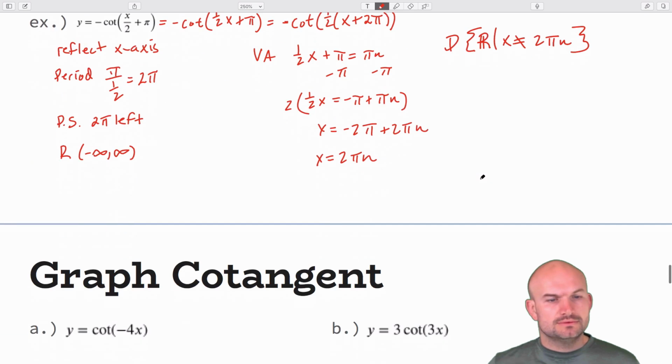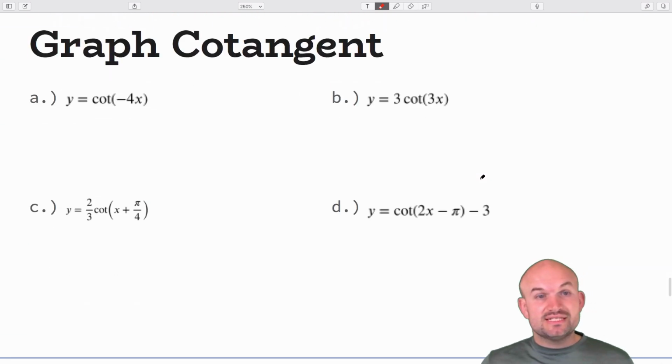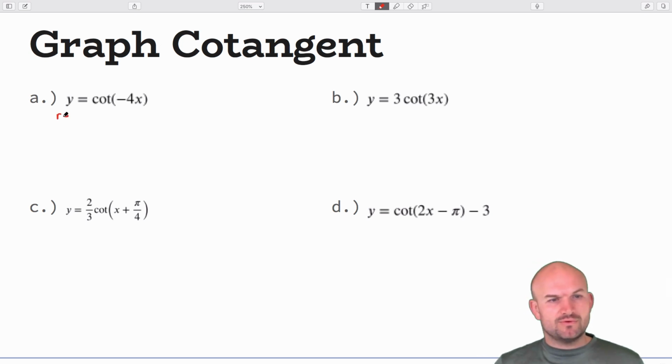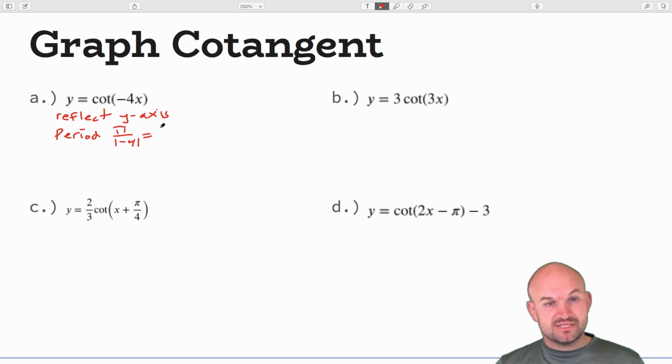All right. So now let's just do these last 4 questions, guys, and then we are done. I see a negative, so I know that's going to reflect about the y-axis. The period, again, is going to be pi divided by the absolute value of negative 4, right? Remember, it's absolute value of b, so that's just going to be pi over 4. The range here is going to be negative infinity to infinity. I don't really know why I wrote to do the range because it's always that, right?